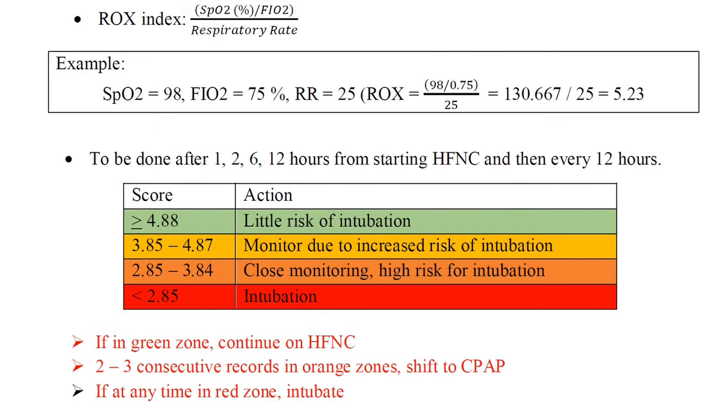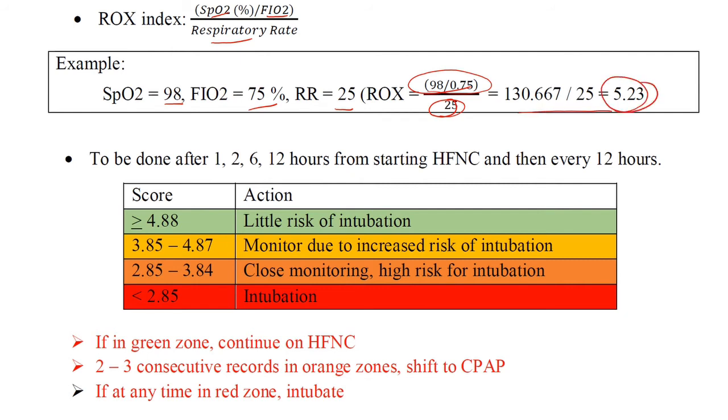During the use of the high flow nasal cannula, it's important to monitor for success or the probability of failure of the high flow nasal cannula. This is done by using the ROX index, which is the SpO2 over the FiO2, divided by the respiratory rate. For example, if the SpO2 is 98, FiO2 75%, and respiratory rate is 25, then 98 divided by 0.75, then divided by 25 will give you 5.2.